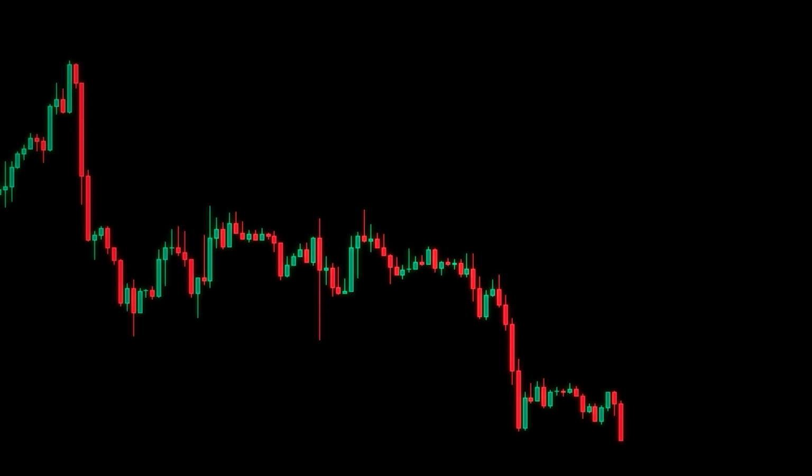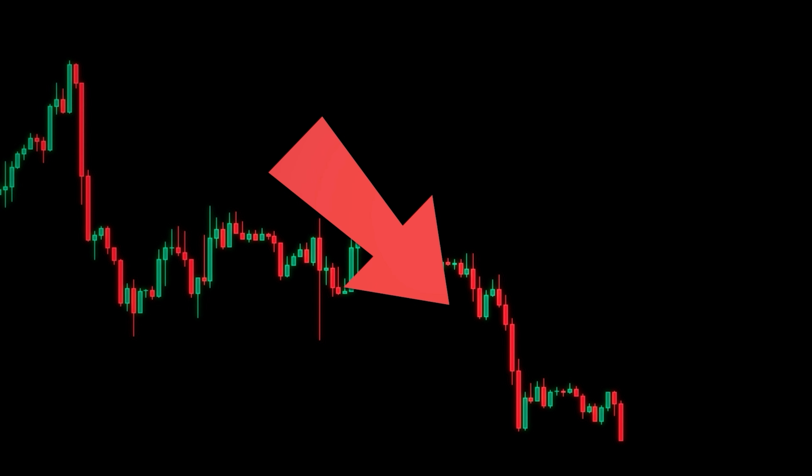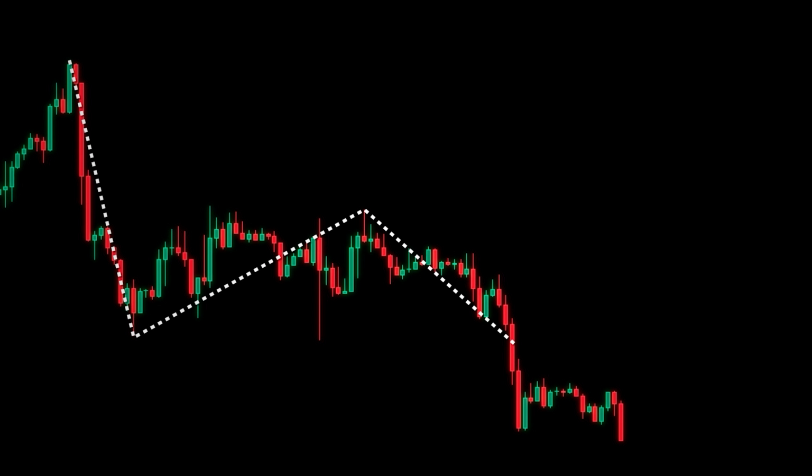I have one more example for you, but stay with me if you really want to digest and understand how this strategy works. So here we can see a downtrending market, as indicated by a sequence of lower highs and lower lows. So what do we do in a downtrending market?